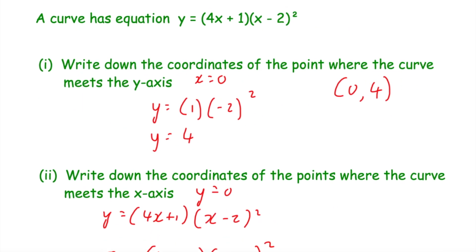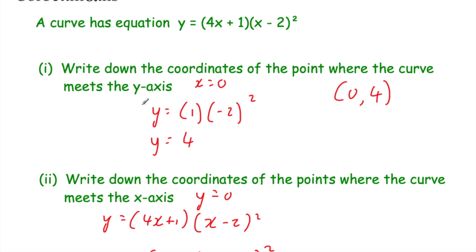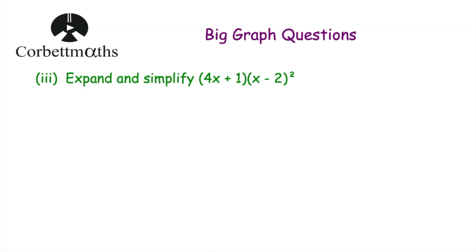So in terms of this big graph question, we've found where that curve meets the y-axis, and we've found where the curve meets the x-axis. Okay, our next part. We're now going back to those brackets, and we've been asked to expand and simplify 4x plus 1, close brackets, x minus 2, close bracket squared. So we want to expand this. And the reason that we're being asked to expand this is in our next part, we'll probably be asked to differentiate it, to find the coordinates of the turning points. So we'd obviously want to be able to expand it first. So as you see, these big graph questions will include lots of different parts of the GCSE Further Maths course.